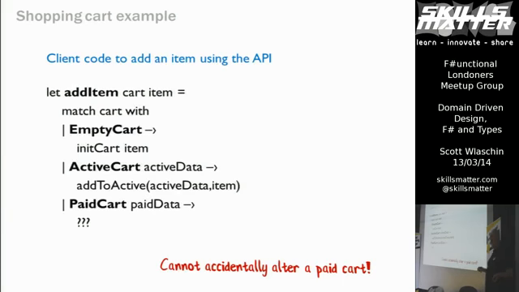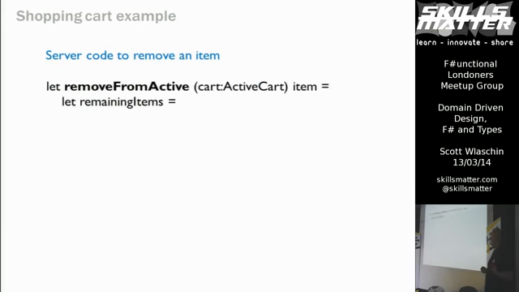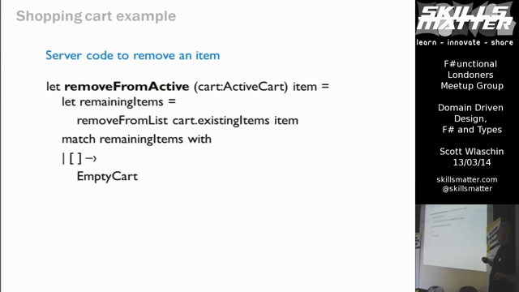There are ways to do this in C# and Java. Basically, you have a function, a method with a lambda for each possible case. If you go to my website, I explain how it's done. But it's really a bit of a pain, and in F# it's so much easier. To remove an item, same kind of thing. We remove items from the list, and then if the list is empty, it's an empty cart, and if the list is not empty, there's that underscore again. We turn it into an active cart.